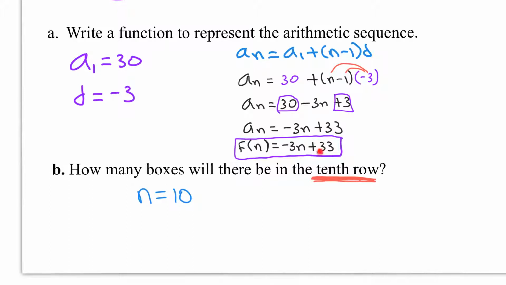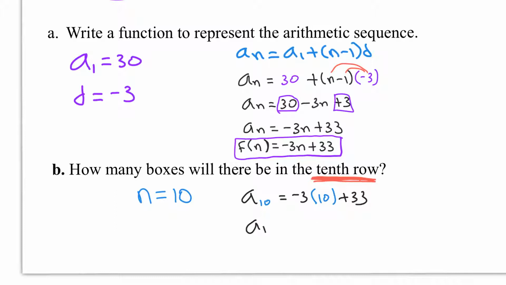So in this formula right here, you guys are going to substitute. Actually, we're going to use this one here because this is the function notation, but we're actually looking for a specific term. So we're going to use this one, the actual nth rule. So the nth rule here, a sub n equals negative 3 times n plus 33. I'm going to substitute 10 into the n. So I'm going to have a sub 10 equals negative 3 times 10 plus 33.